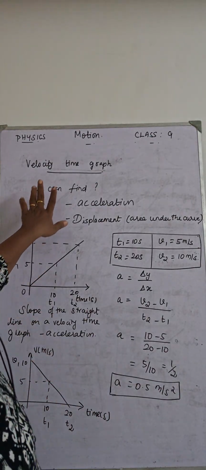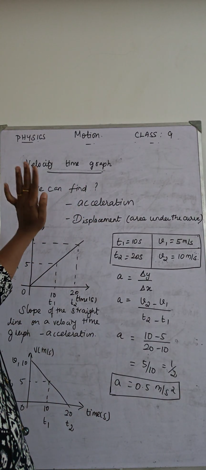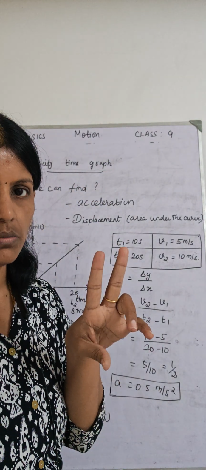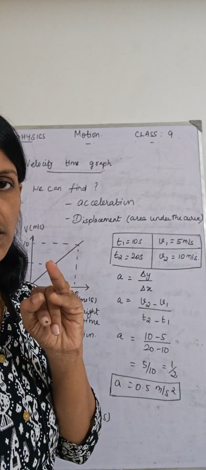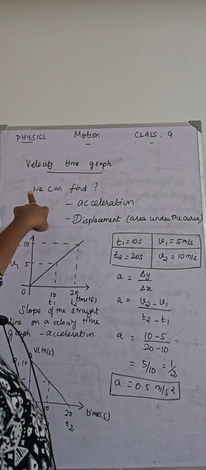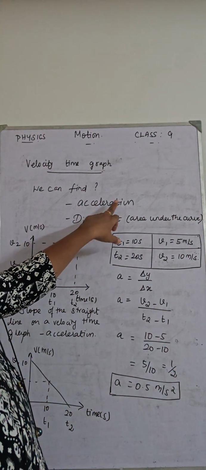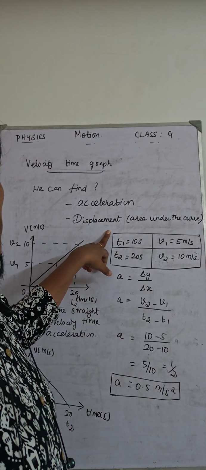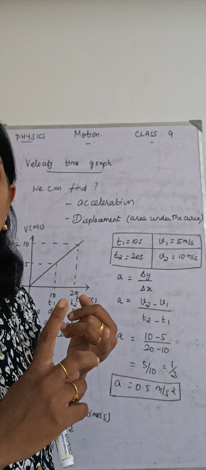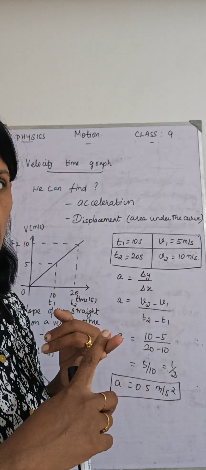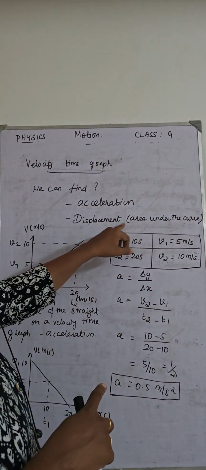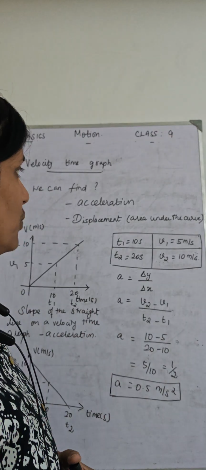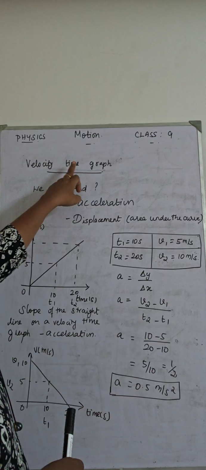So I have taken the velocity-time graph, and what parameters can we find out by using it? As I said, we have taken two parameters, velocity on the y-axis and time on the x-axis. The first parameter is acceleration and the second one is displacement. Displacement is nothing but the area under the curve. These two things we can find out by drawing the velocity-time graph.